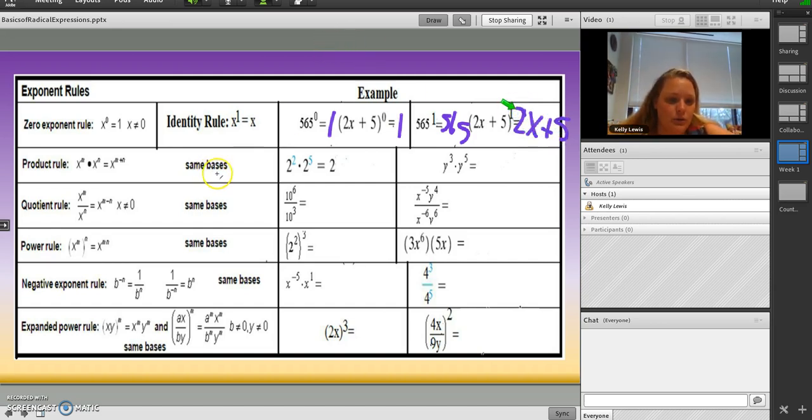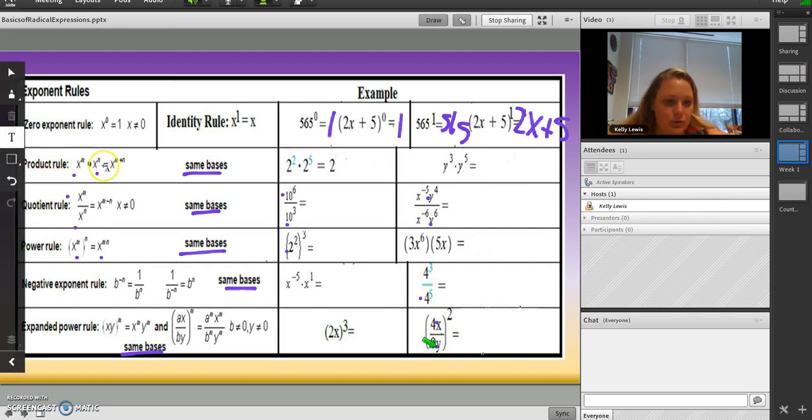All right, the product rule, the quotient rule, the power rule, the negative exponent rule, and the extended power rule. I don't care if you know that these have names, okay? I need to make sure that you understand that they have the same bases. These both have x's, or they're both 10s, they're both 2s, or y's, or 4s, or this is an x and a y, so they're not going to be able to talk.